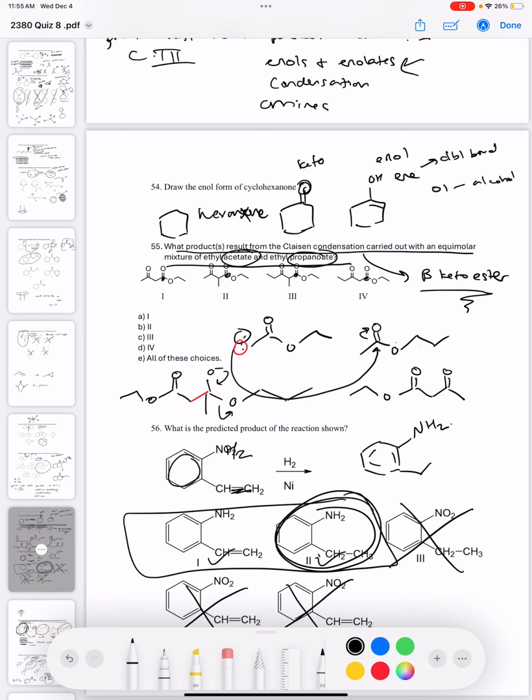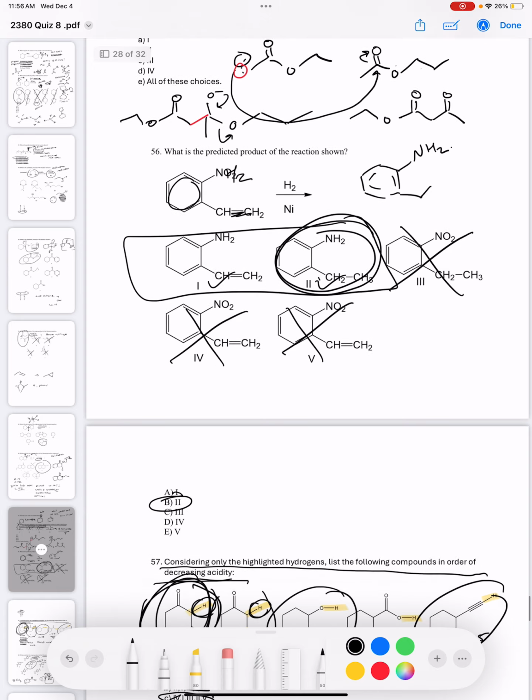And that's why I don't think this is a great question, is I think you could end up with a mixture. So maybe that's the answer. Maybe it's all these choices. But I don't love this question. So I'm going to just say don't worry about it too much, but make sure you know that a Claisen condensation does make a beta ketoester. And I think that is about as far as we got in this chapter. So I wouldn't worry about that one too much.